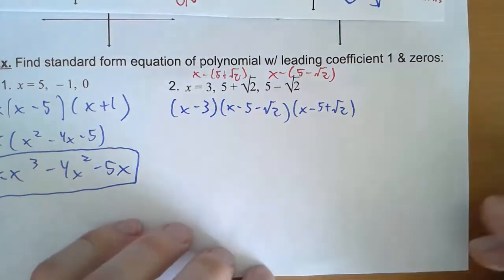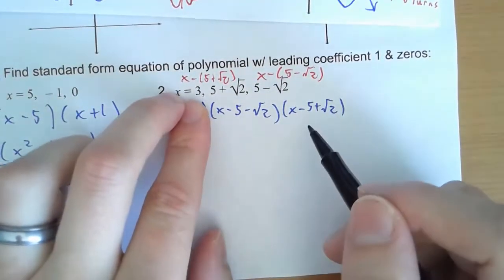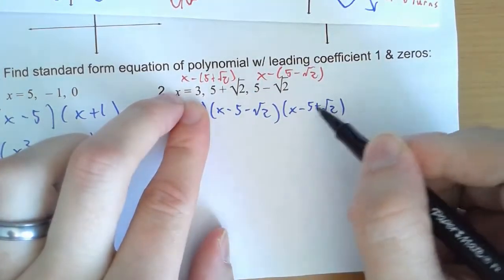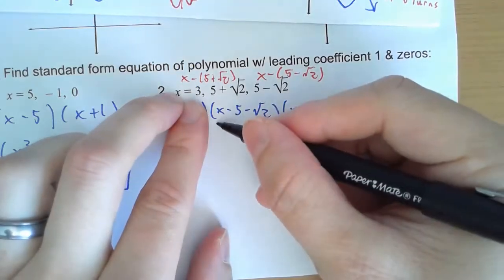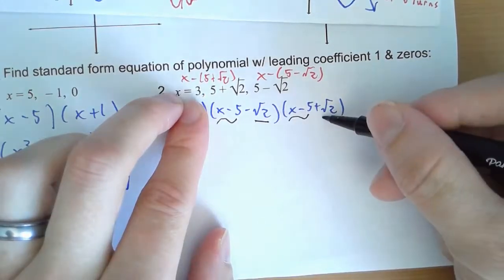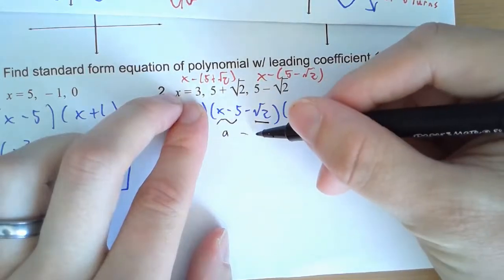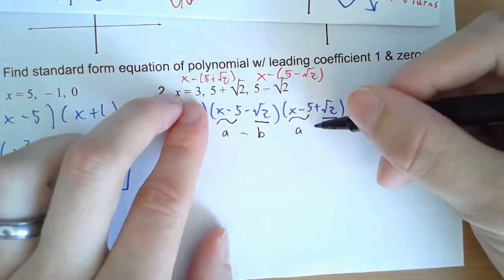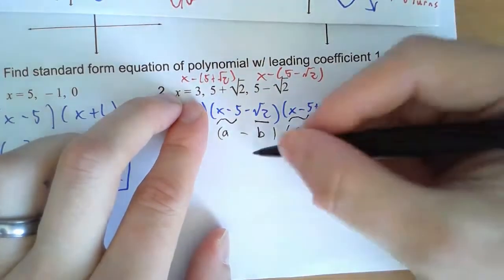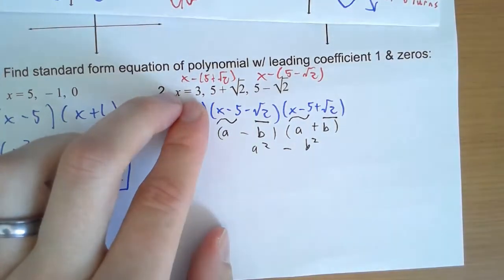All right, now here's the key to actually being able to multiply this out here. You've got to, first of all, do these two together first, and then group it a certain way. The key is to see a minus here and a plus there. So we're going to group the x minus 5 and then the root 2 separately. So what we've got is actually a minus b and then a plus b. We've actually got difference of squares. We can write this as a squared minus b squared.